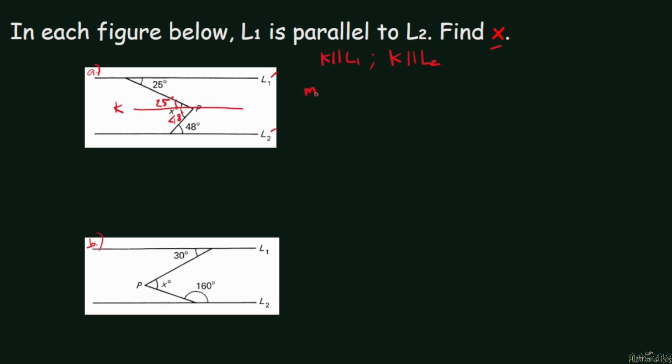So from that, we can say that the measure of angle X is equal to 25 degrees plus 48 degrees, which is simply equal to 73 degrees. And letter B, again, we need to draw a parallel line.